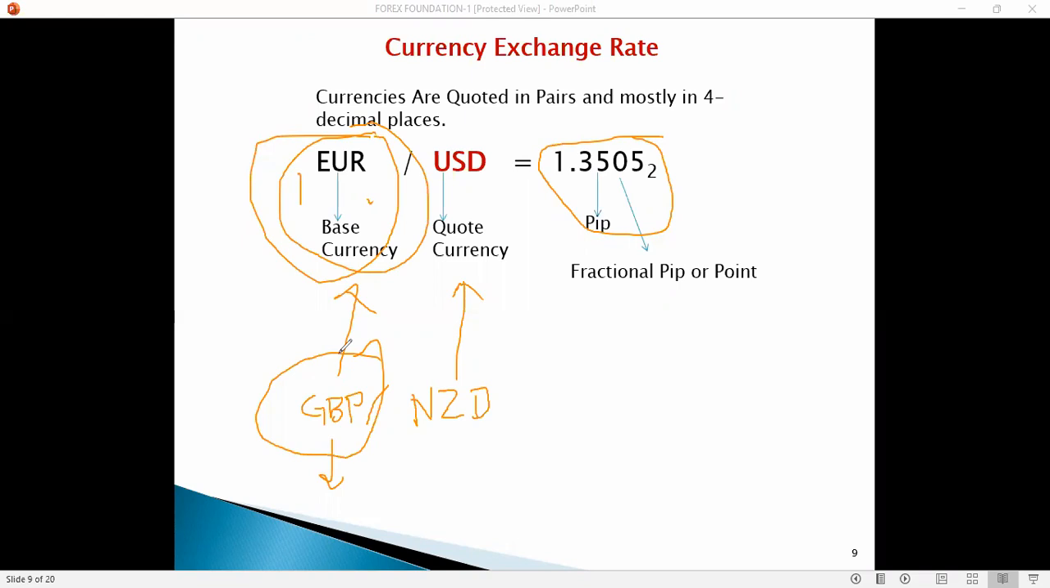All right. So now, always have it at the back of your mind that any currency pair you see, probably you see AUD, let's say AUD, NZD.